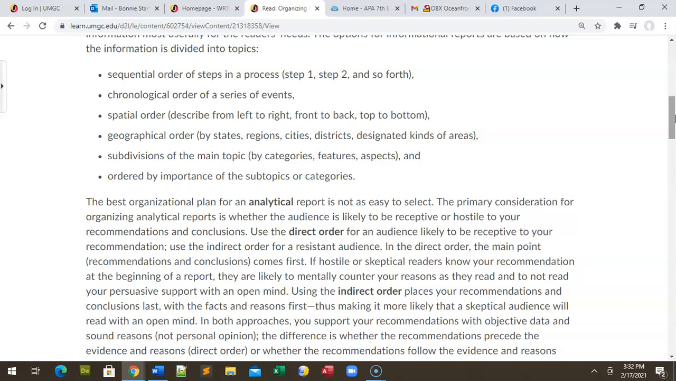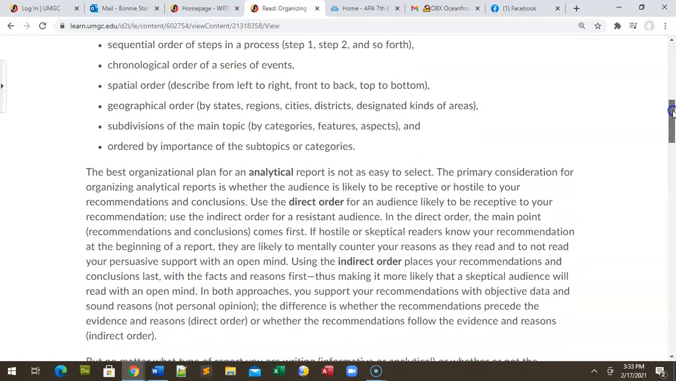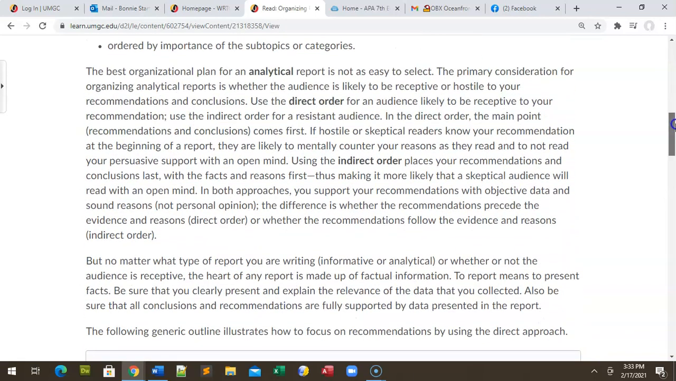If you're in this part of the room, or you're in this part of the room, and so on. Geographical, by states, regions, or so on. Subdivisions of your main topic. And then the importance of your topics.